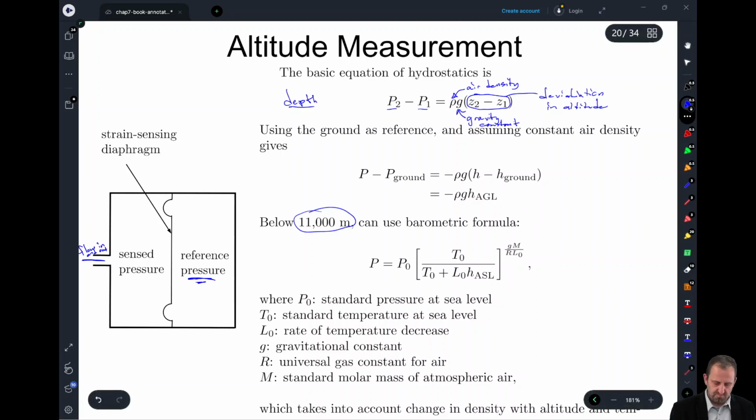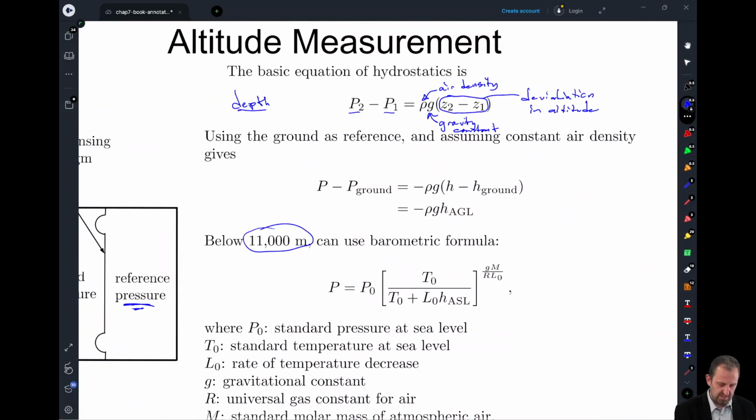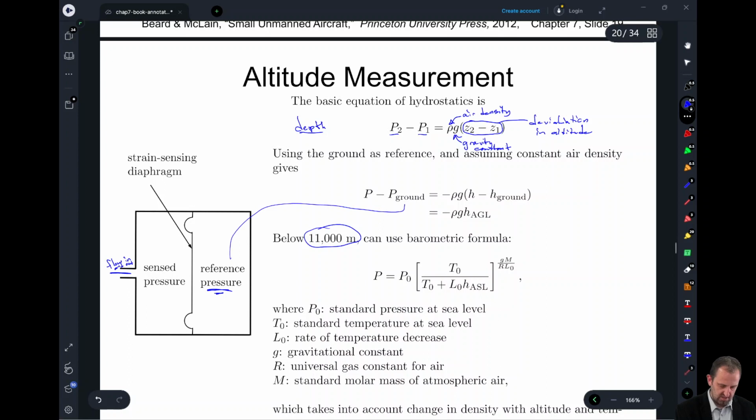Okay, so if we take our reference pressure to just be the ground, that's the reference pressure that we want to consider. Then the pressure felt is going to be where the aircraft actually is. So we'll get our P, that's rho times g, times the height of our aircraft minus the height of the ground. So this is our altitude. So that's what this is. Our h AGL is just the above ground altitude.